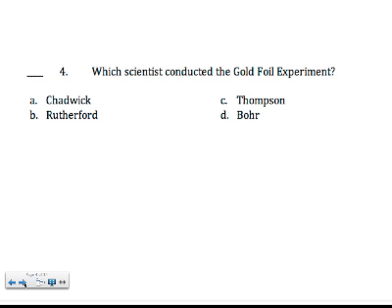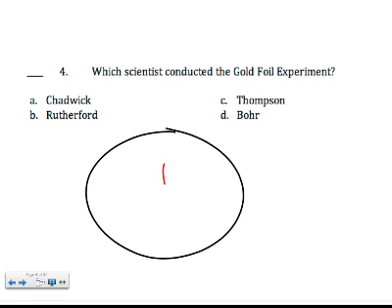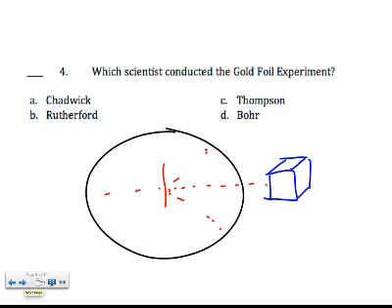Which scientist conducted the gold foil experiment? That was the experiment with the thin piece of gold foil in the detector machine, with alpha particles aimed at the gold foil, and some of those bounced back. This was the discovery of the nucleus, and that was done by Ernest Rutherford. Answer choice B.